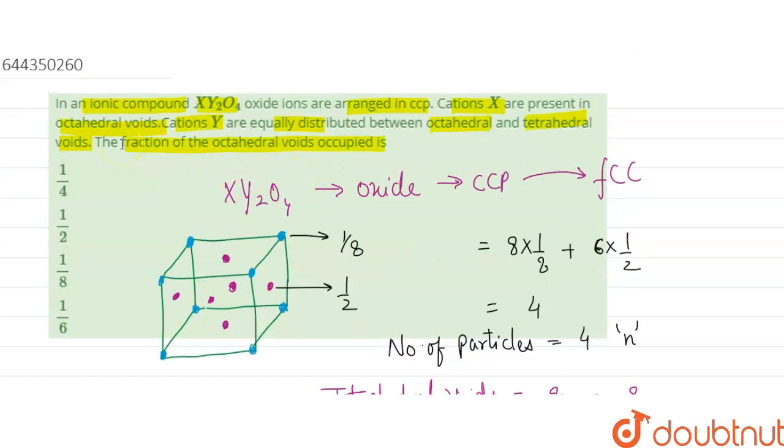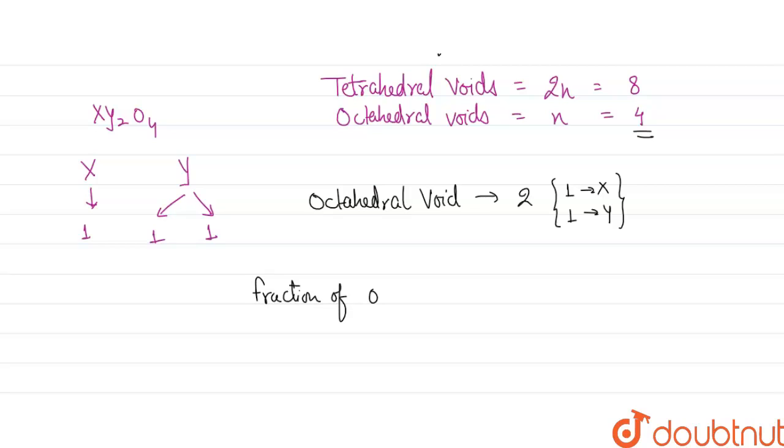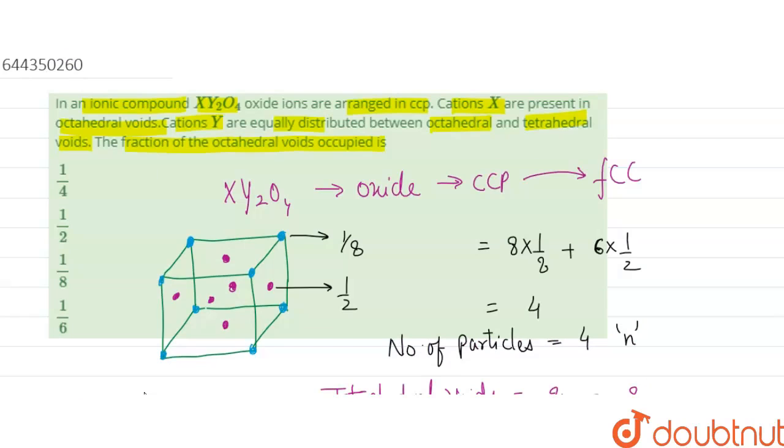Now the question asks for the fraction of the octahedral voids occupied. So the fraction of octahedral voids will be 2 octahedral voids occupied, divided by 4. So here we get 1 by 2. 1 by 2 is our answer. Let us check in the options. Here we can see the second option is 1 by 2. So the fraction of the octahedral voids occupied is 1 by 2.